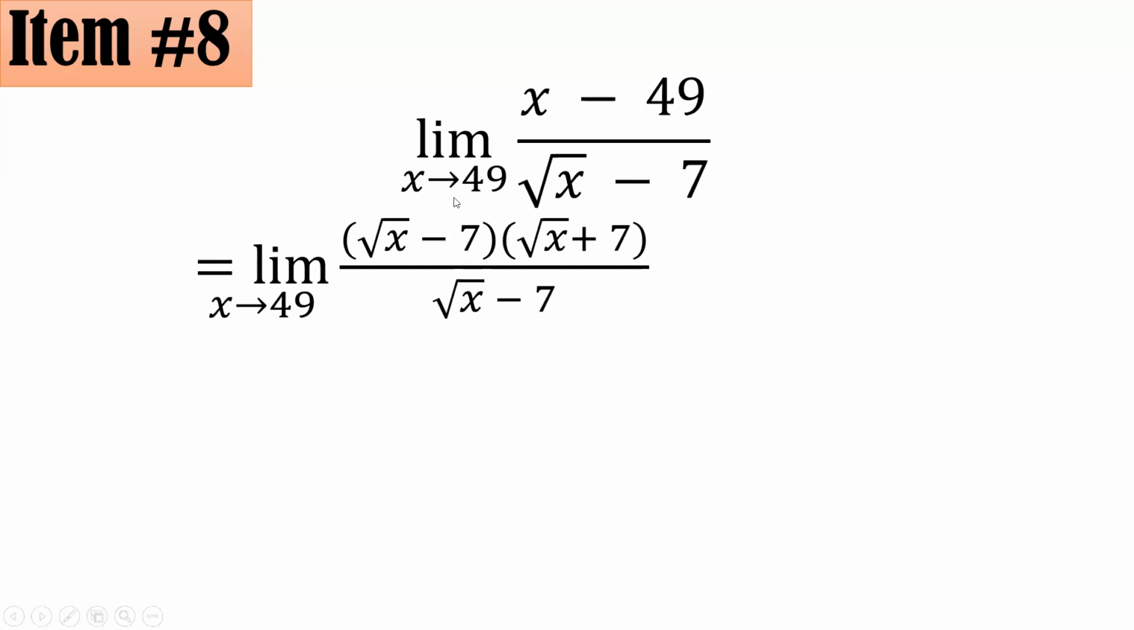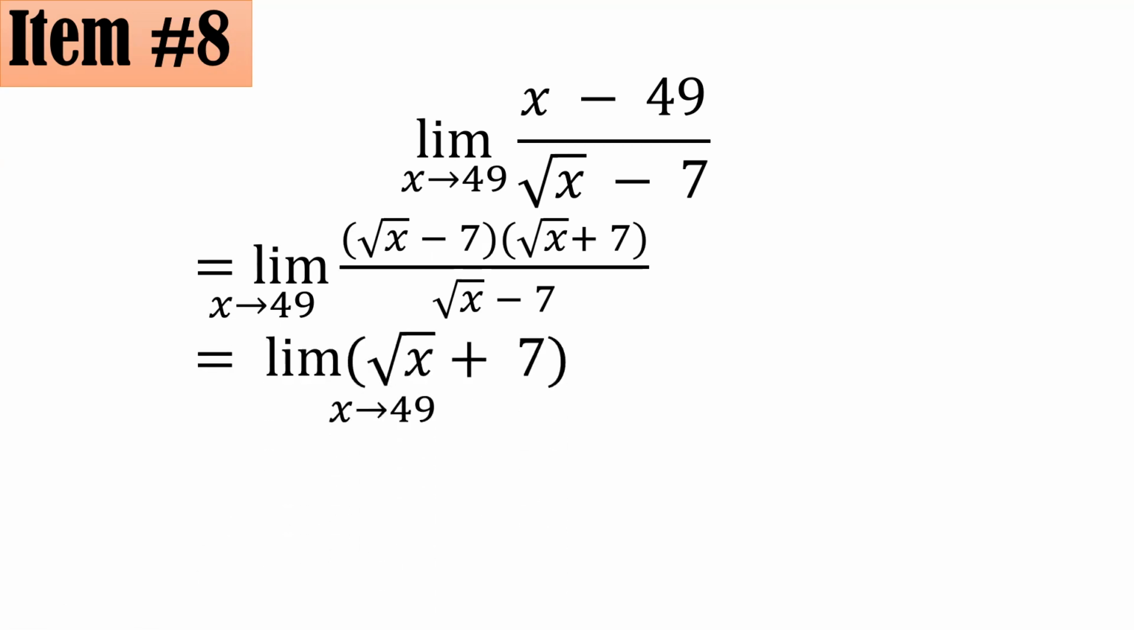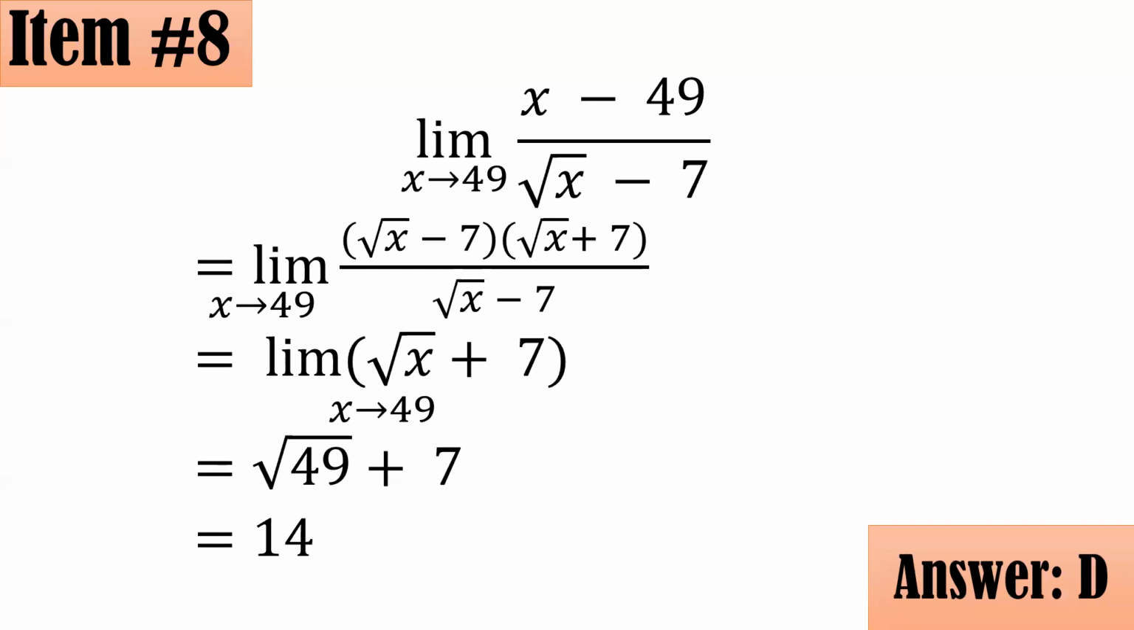Notice nyo po, meron pong common factor na square root of x minus 7 sa numerator at saka sa denominator natin. So, dividing them, you will be left with square root of x plus 7 over 1, or simply square root of x plus 7. And we will be taking the limit of that as x approaches 49. Replacing x by 49, that would be the square root of 49, which is 7 plus 7, which gives us 14. So tama nga po ang letter B. Okay, correct.